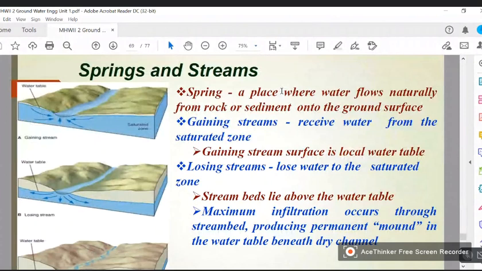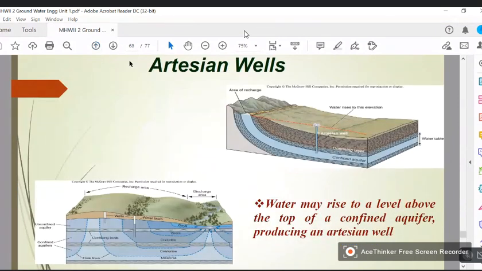See, a spring is the one where the water flows naturally from the rock to the ground surface. Now, yesterday I showed a spring well. You see, this is an aquifer and this is a confined aquifer. Now, in this confined aquifer, the red line shown here is a phreatic line.